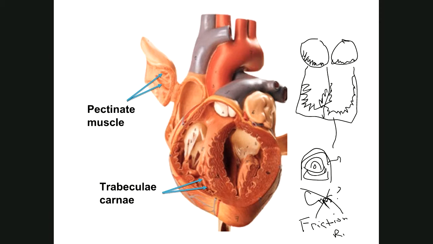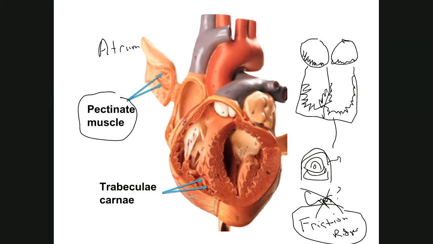Well, guess what? The heart has friction ridges on the inside. That's what these things are here. Depending on if you're talking about the atrium or the ventricle, they have different names. In the atrium, it's called pectinate muscle. So see these ridges in here? Those fingerprint-like things, that's pectinate muscle. In the ventricles, they're even bigger, and they're called trabeculae.